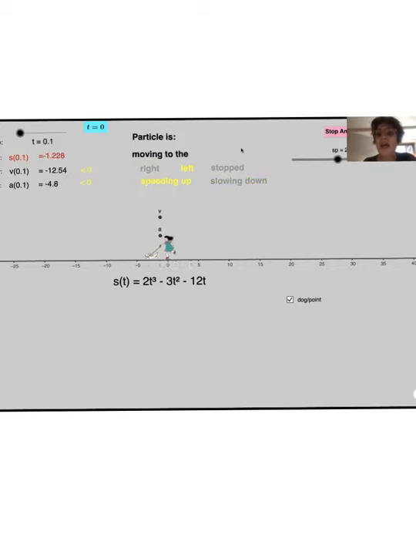And just remember, when the velocity and acceleration at a certain time are the same sign, then the particle is speeding up. When the acceleration and velocity are opposite signs at a certain time, then the particle is slowing down. And that's what we use in calculus today.